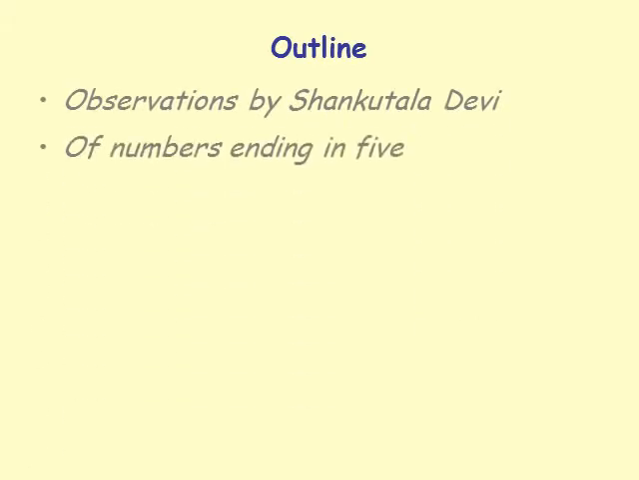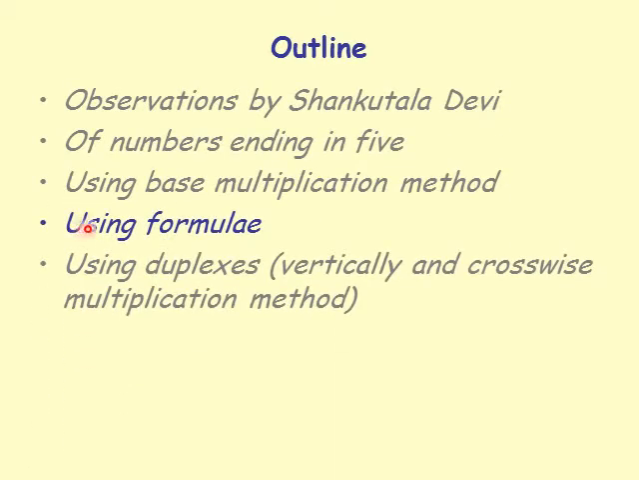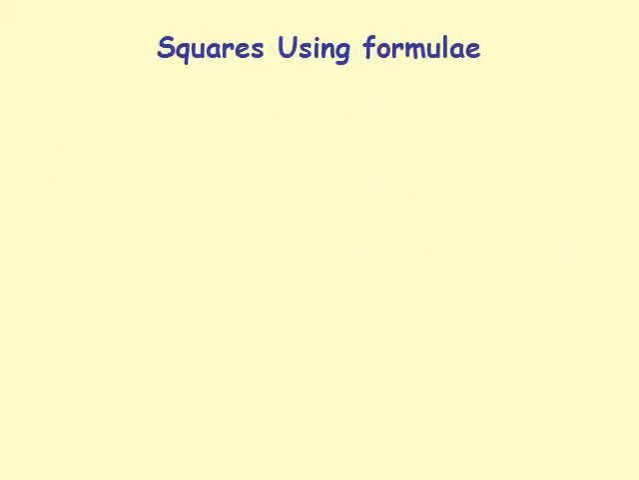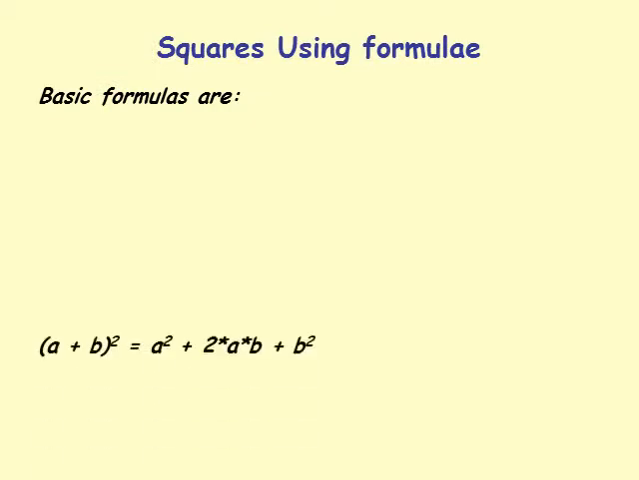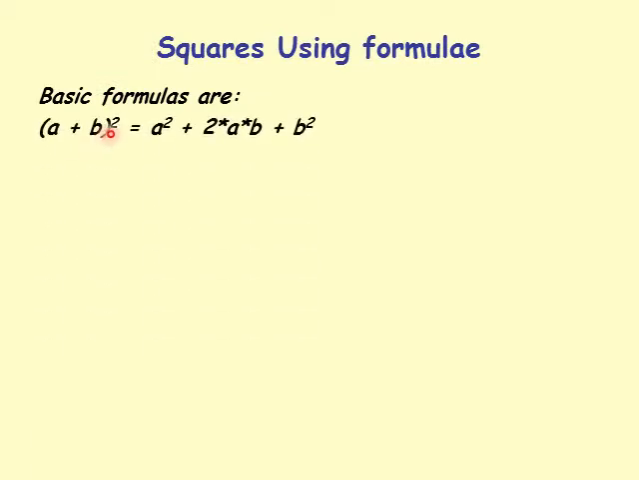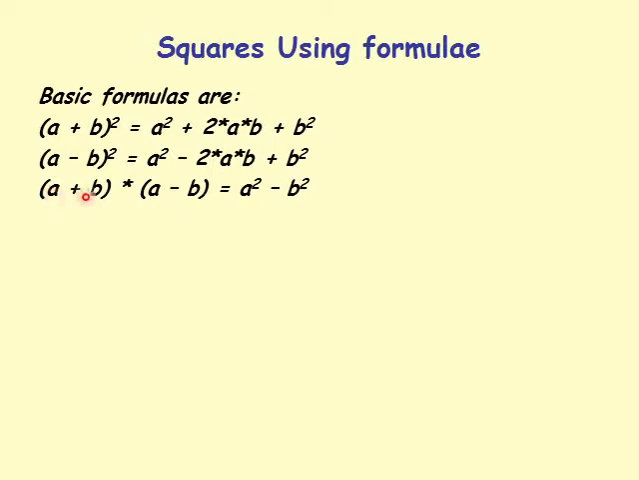Next section, please. In this section we will discuss squares using some formulae. Let's continue here, squares using formulas. Okay. The basic formulas are: a plus b, squared, is a squared plus 2ab plus b squared. The square of a minus b is a squared minus 2ab plus b squared. And a plus b times a minus b is equal to a squared minus b squared.